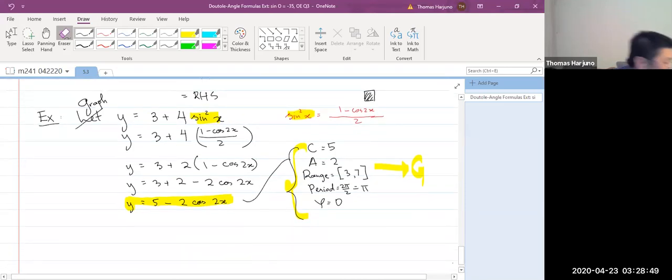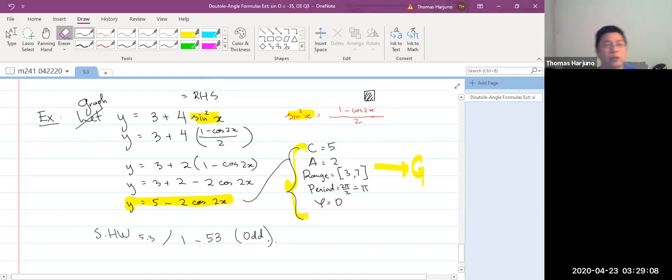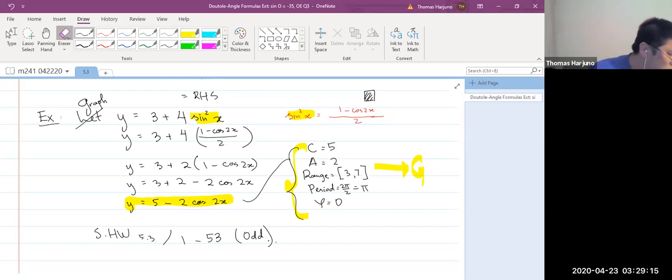Your suggested homework from here will be 5.3, number 1 to number 53. Just do the odd ones. Always just do the odd ones. Okay, now that's for 5.3. I'm going to go over 5.4.